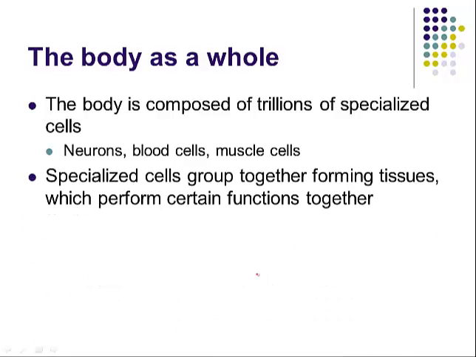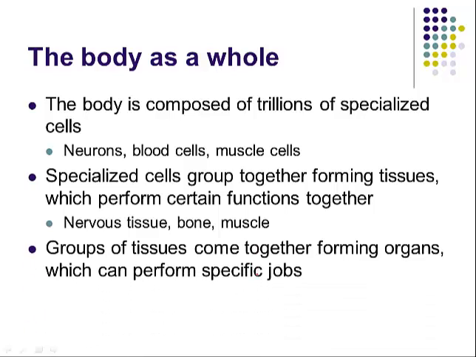Now, specialized cells will group together and they will make tissues, and tissues will perform certain functions together. So you have nervous tissue, bone is a type of tissue, muscle is a type of tissue. There's epithelial tissue, which is your skin. There's connective tissue, which kind of binds all the different parts of your body together. Those are special groups. Now, groups of tissues can come together and they will form your different organs, and organs will do specific jobs. So your liver is an organ, your heart is an organ, lungs. They all have certain jobs that they're going to do for the body.